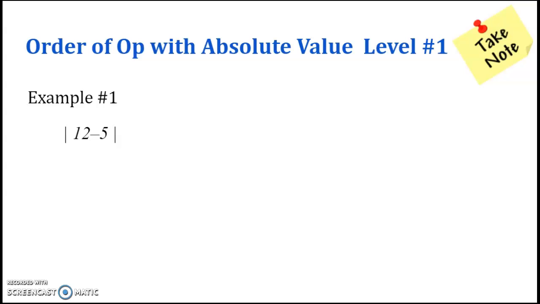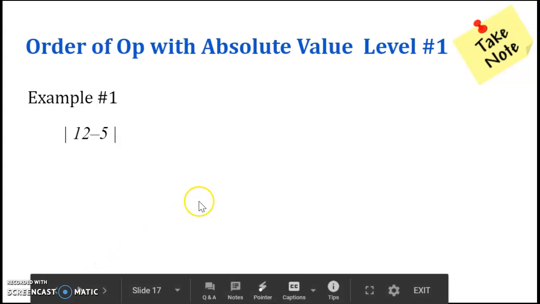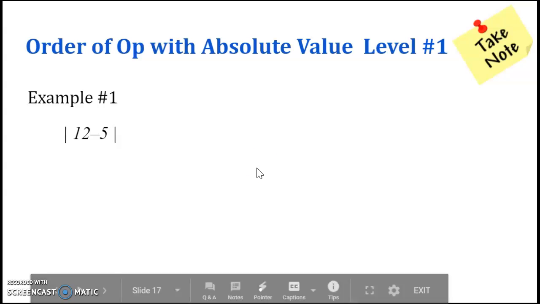So we've talked about evaluating expressions using the correct order of operations. We've also said that absolute value is a grouping symbol. That means it's really high up. It's the highest level. That means we need to evaluate that first before we do exponents or multiplication or addition, subtraction. So how do we do that? We're going to do 4 examples. So you're going to take notes on this, please.